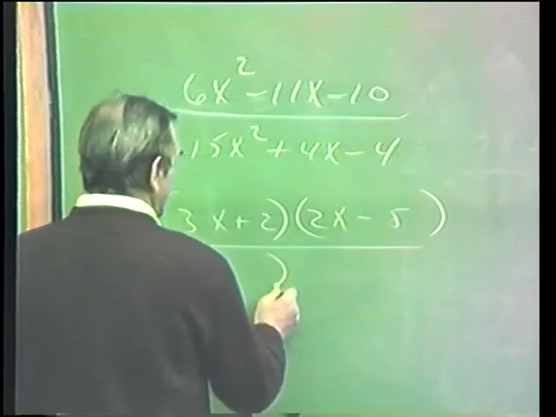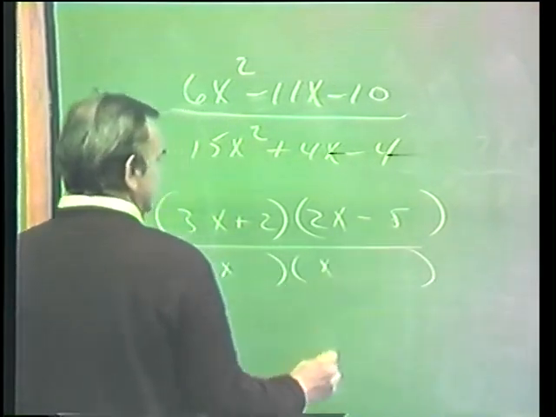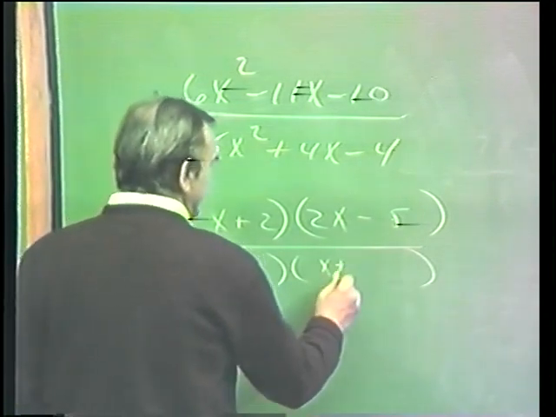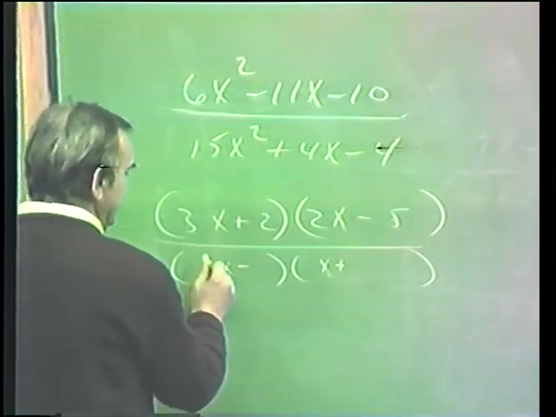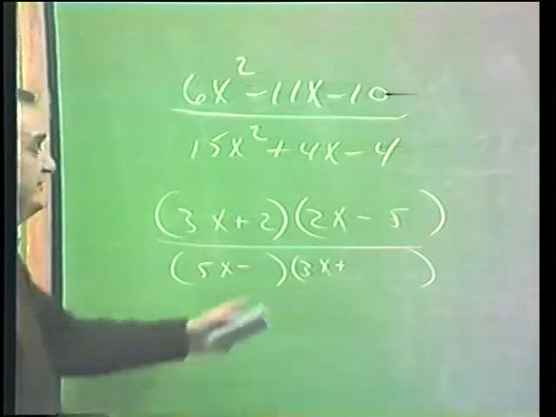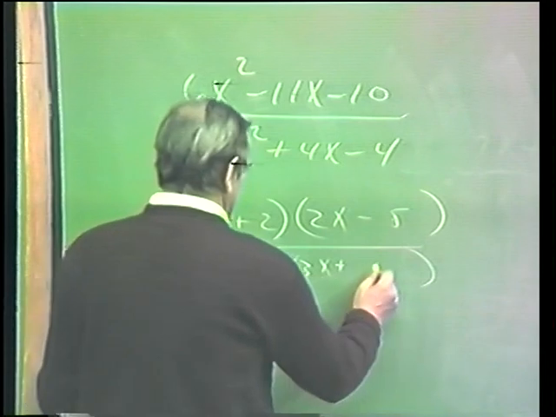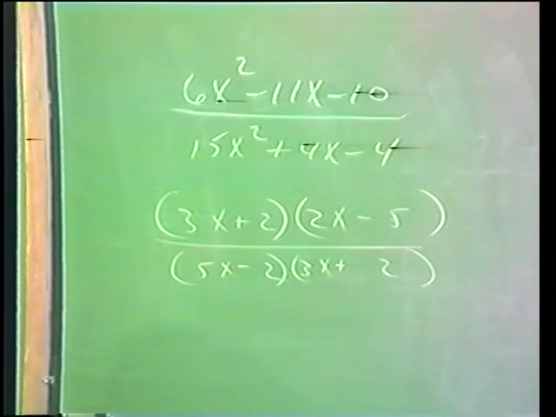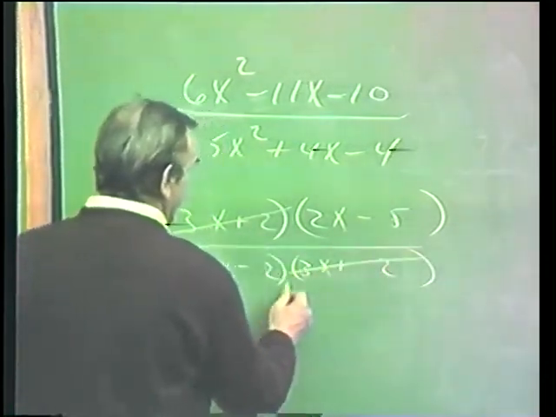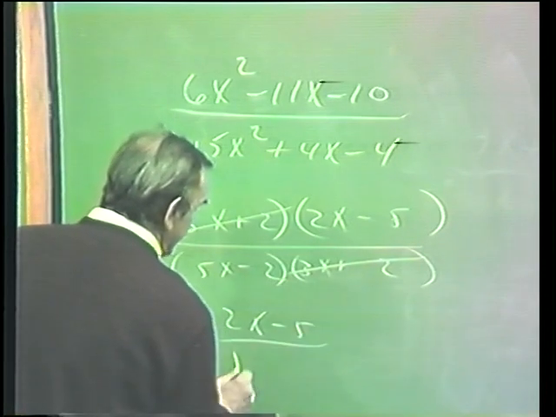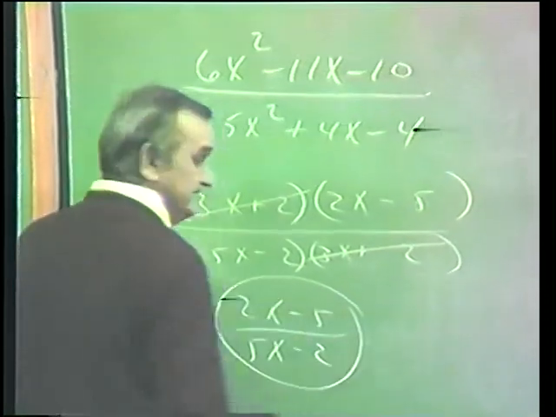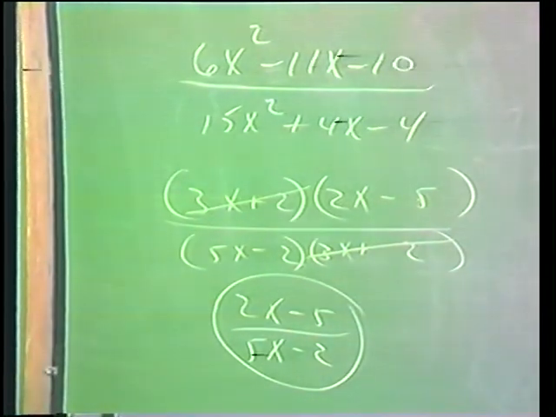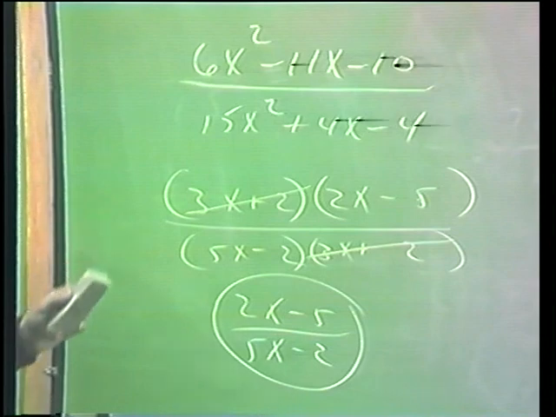Denominator. 3 terms. We have an x and an x. Signs are going to be different. Factors of 15 are 1 and 15, 5 and 3. Factors of 4 are 1 and 4, 2 and 2. Does that work? Yeah, that works. And there's both numerator and denominator in factor form. We now look for identical factors in numerator and denominator. Well, there they are. Our final answer is 2x minus 5 all over 5x minus 2. Okay? Nice, simple. You know how to factor. This is very nice and easy.